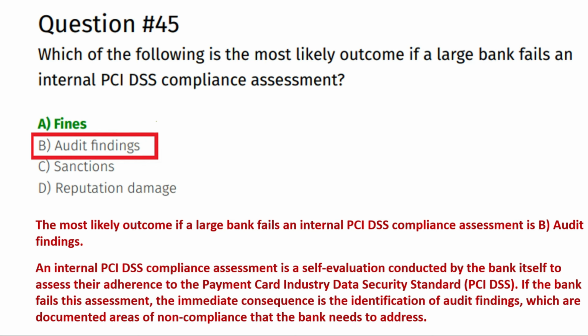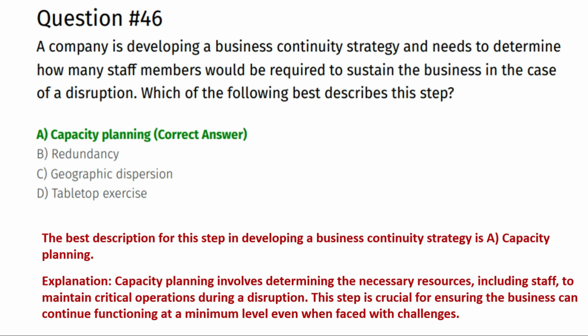So let's check the explanation. An internal PCI DSS compliance assessment is a self-evaluation conducted by the bank itself to assess its adherence to the Payment Card Industry Data Security Standard. If the bank fails the assessment, the immediate consequence is the identification of audit findings, which are documented areas of non-compliance that the bank needs to address. So that's why the correct answer for this question is option B, audit findings. So let's move to the next question.